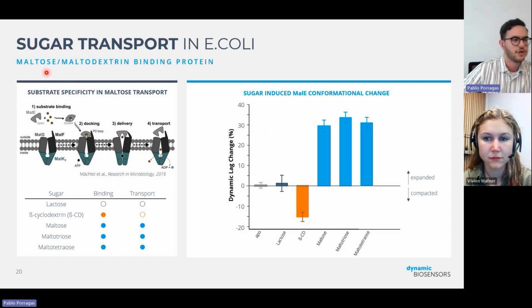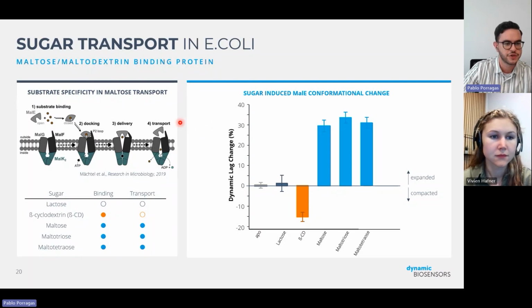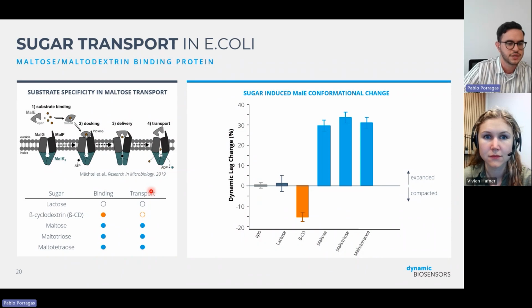In the next example, I'll show the maltose-maltodextrin binding protein, which you see here labeled as MAL-E. Now this protein undergoes different conformational changes depending on the sugar substrate that's bound to it. So we can also generate functional data for the behavior of different proteins depending on the substrate that's binding to it and represent those in the dynamic lag change. So in this case, there are a few sugars that bind to the MAL-E complex and a few sugars that bind and get transported by this ATP binding cassette here.